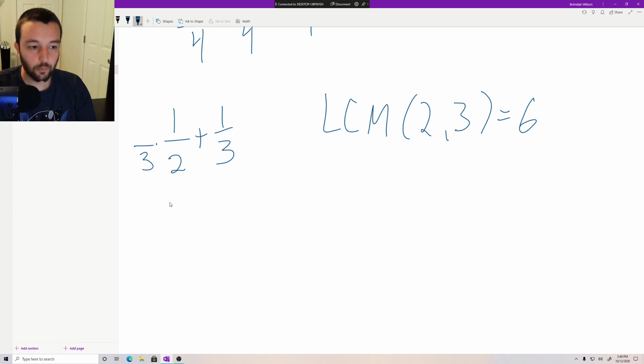Right. Whatever we multiply the bottom by, we should multiply the top by the same thing so that overall we're really only multiplying by 1, and then we're not changing the quantity of the number. Okay. On this side, with the 1/3, what do we need to multiply 3 by to get 6? And the answer is 2. And then we should multiply the top by the same thing.